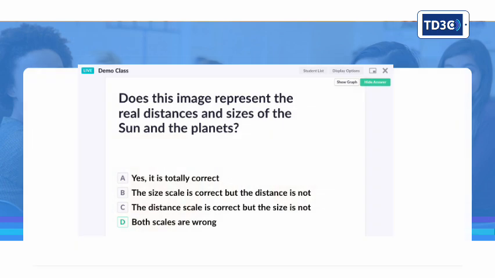So you start with a question to your students using Plickers about what this image actually represents. You ask, does this image represent the real distances and sizes of the sun and the planets? And your students will have to choose between 4 different answers. Yes, it's totally correct. Or the size scale is correct, but the distance is not. Or the distance scale is correct, but the size is not. Or both scales are wrong, which is indeed the correct answer. Both scales are wrong in that picture.